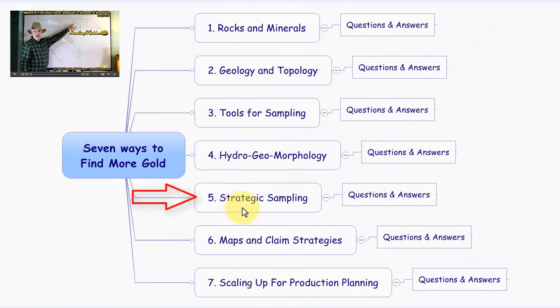Strategic sampling. What do I mean by strategic sampling? I mean you sample with an idea in mind about how you're strategically going to increase the likelihood that you'll find more gold or find gold at all. So we'll talk a bit about that.